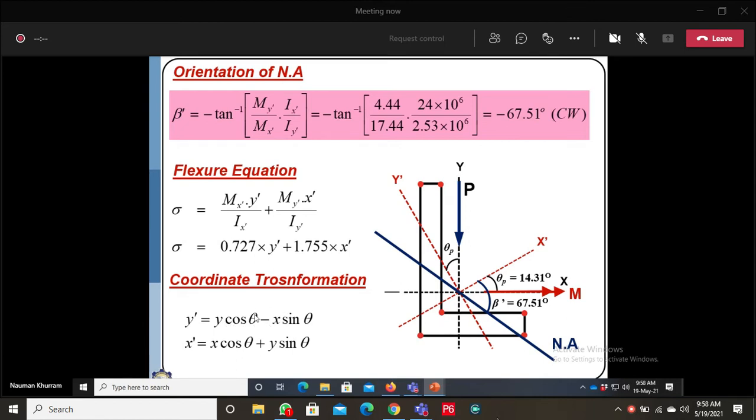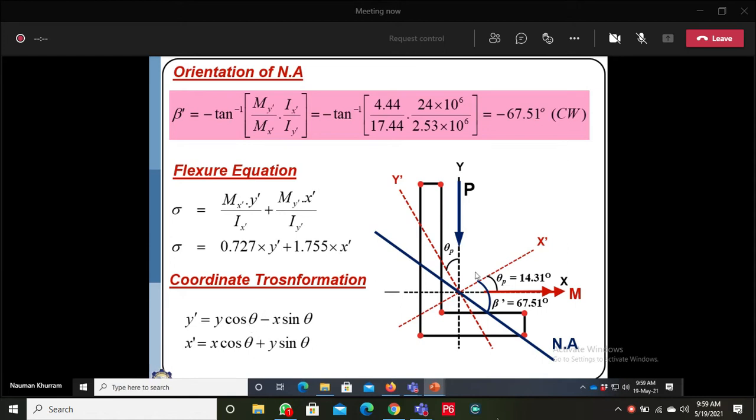So theta is the difference in orientation between the reference axis and the principal axis, and y and x are the coordinates of the point under consideration with respect to the centroidal axis. So these equations are applicable for positive theta values.